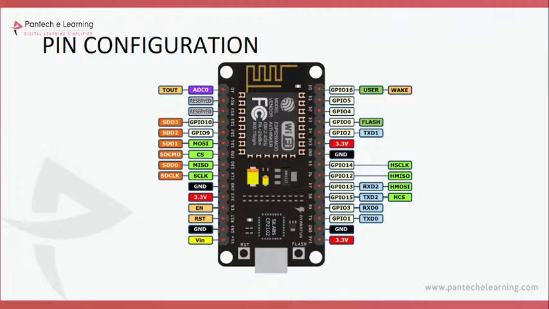So we have one analog pin, ADC0, A0. It is the only pin available on NodeMCU for connecting analog signals, analog inputs. For digital input and output purposes, we use these general purpose input pins.